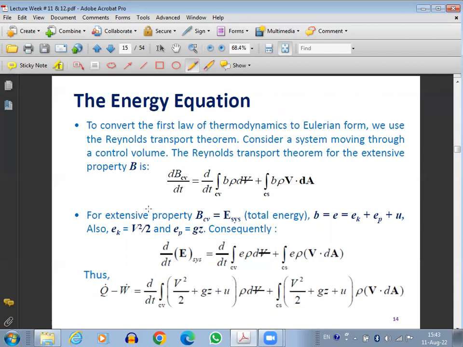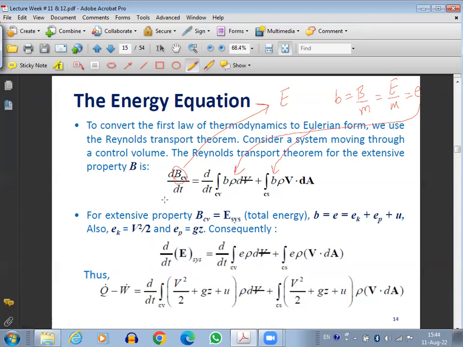Okay, so our extensive property here, which is B, capital B, for the control volume, will be the energy, the total energy of the system. And if our extensive property is the total energy, then the intensive property, small b, will be capital B by mass, which is E by mass, or you can say small e. Small e is the specific energy per unit mass. So this b will actually be the small e here.